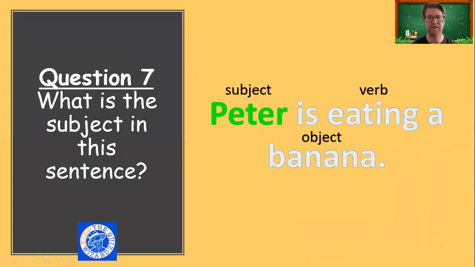Question 7. The subject in this sentence was Peter. Peter is the subject. He is eating the verb. He is eating the banana, which is the object. Subject, verb, and object. Well done if you got that.